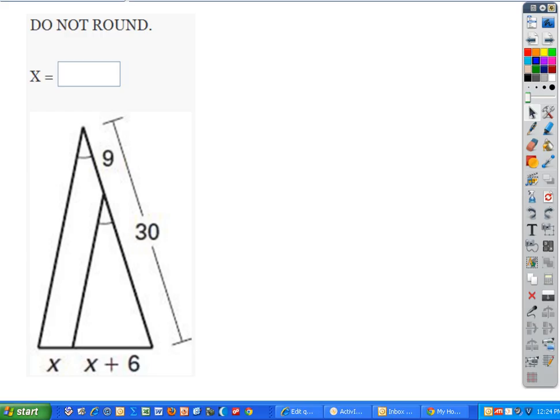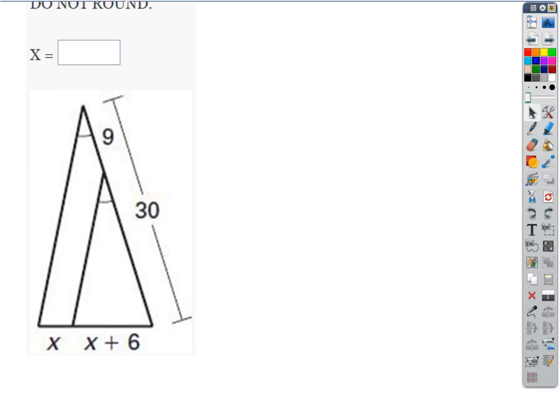Okay, so I want to take a look at a couple of these problems. These are from 8.6. Now, if we're going to solve for x here, what can we do? What are some ideas? What can we do?